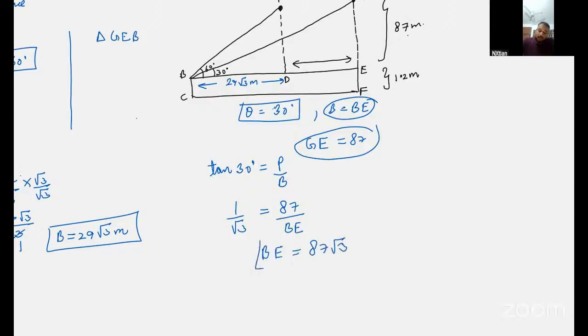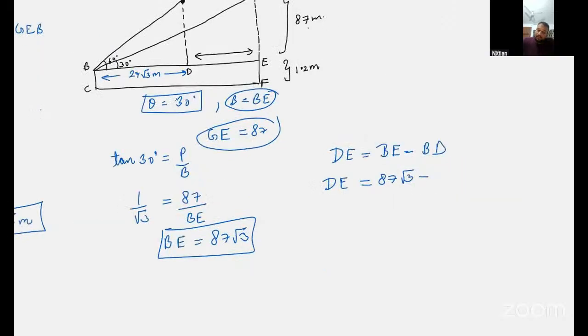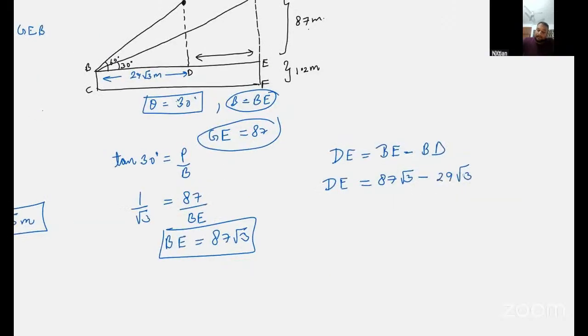Got it? Now because we have to find DE, which equals the big side, BE, minus BD. So DE equals BE, which is 87 root 3, minus BD, which is 29 root 3. So DE is how much? 56. No, 58. 58 root 3.